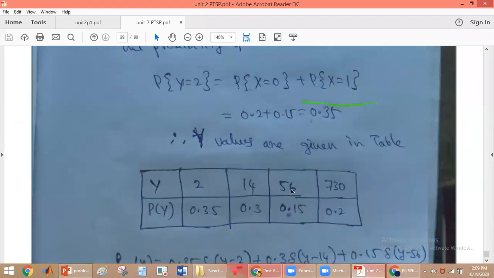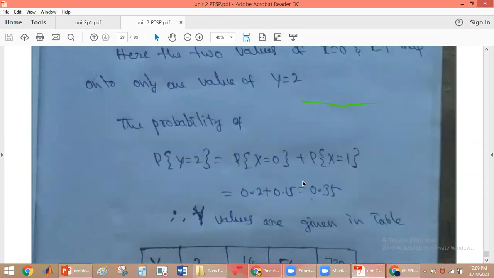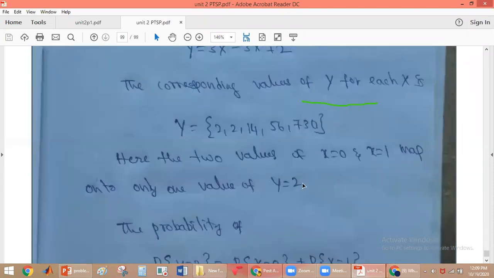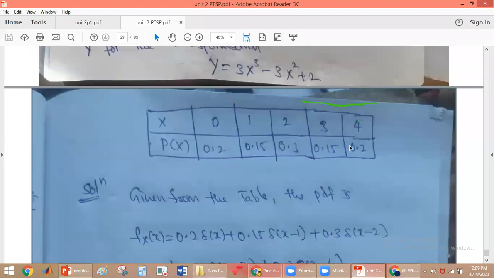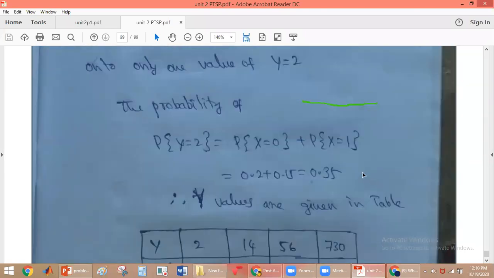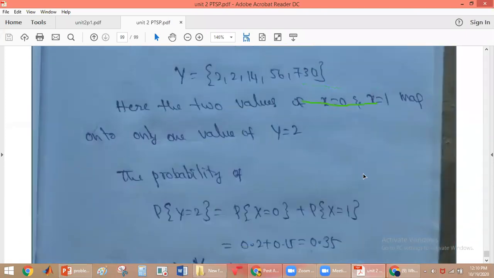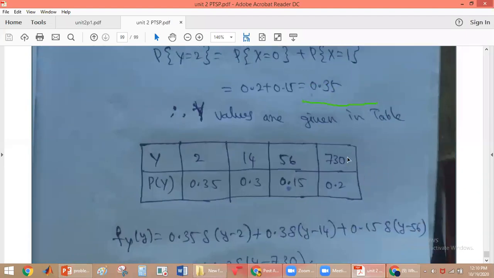Similarly, the next value is 56. For 56, see here, 0.15. The next value is 0.2. For x equal to 3, 0.15, and for x equal to 4, if you convert it to a y value, you'll be getting this particular value, 730. And what is the probability here? Here also we get the probability equal to 0.2.